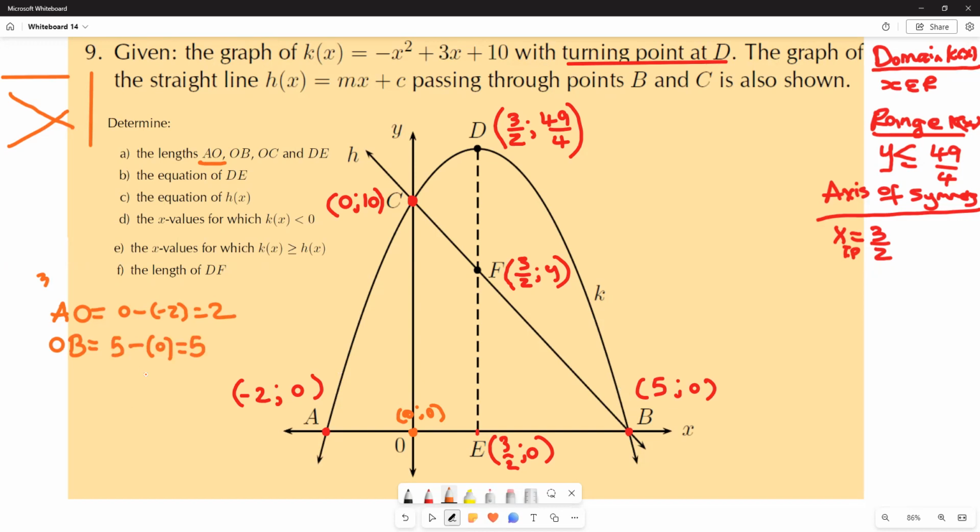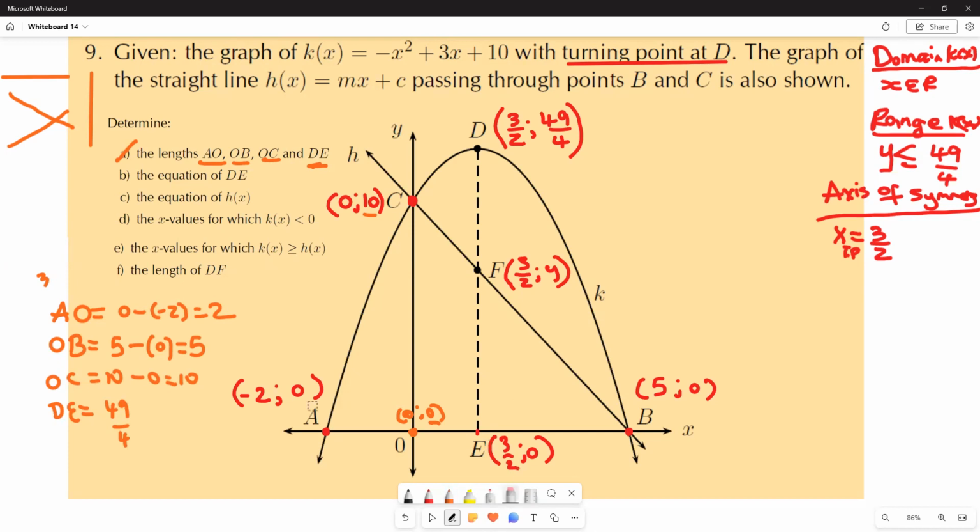Then they want OC. Now we're going up and down, so you take the highest y value minus the smallest. So it's going to be 10 minus 0, which is 10 units. Okay, so I got that. Now they need the distance between D and E. The distance between D and E will be the y value on D minus the y value on E. So DE is basically 49/4 minus 0, which will just be 49/4 units. Perfect. And then we are done with finding the solutions for question A. We answered question A. Now let's go to B.